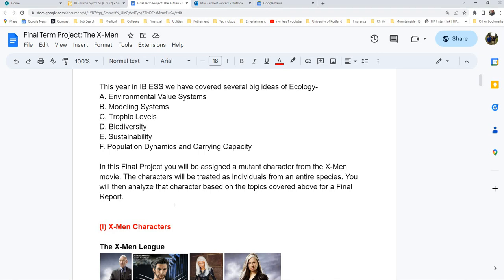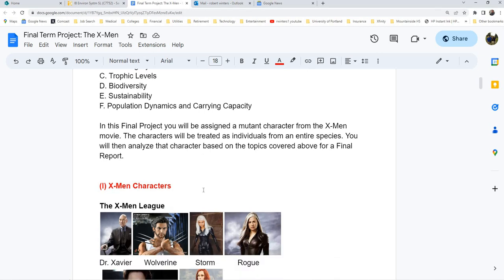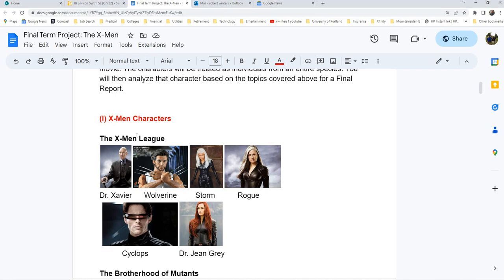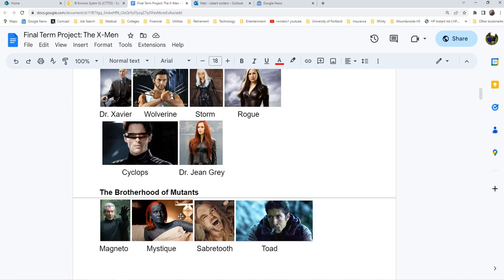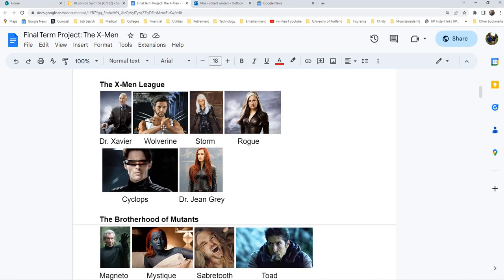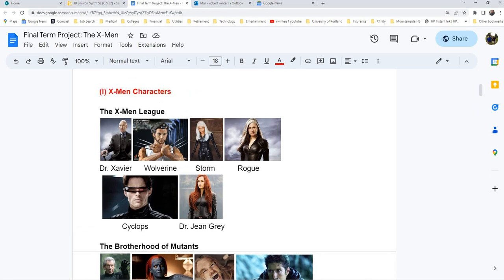What we're going to do is take the characters that we saw in that movie and treat them as if they weren't just individuals, but part of a species. So here are our characters. They're divided into two groups: the X-Men League themselves, and then the Brotherhood of Mutants, their adversaries. For example, if Wolverine was one of the characters here, we're not going to consider him to be just an individual, but part of a whole species of Wolverines. So you've got to use your imagination here, but it is a fantasy film, right?